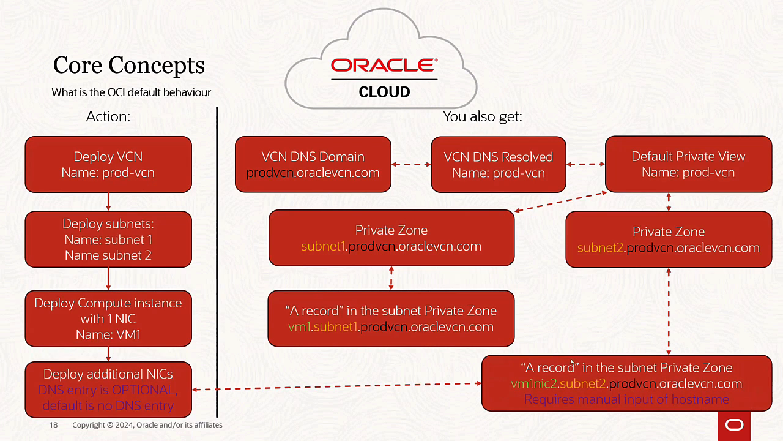Once you deploy the VCN, you get a dedicated VCN resolver, to which you can add additional private views and private zones. Please note that Oracle will not create DNS entries in your custom private zones, so you must manage them entirely.